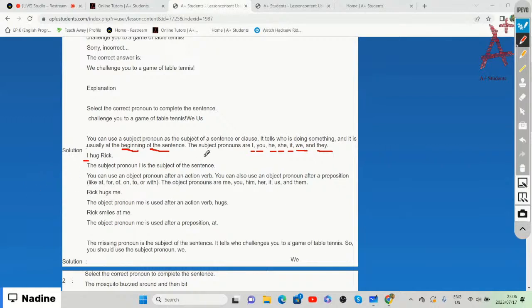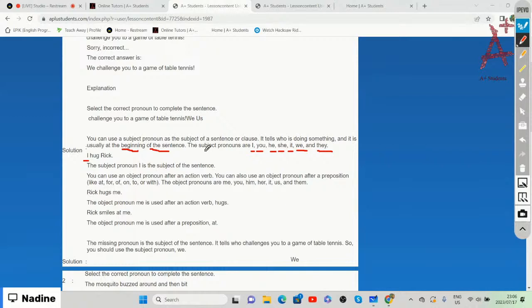Then, so that is the subject pronoun, right? And we said the subject pronoun tells us who is doing something, and we usually find it at the beginning of a sentence, right? And we will find the subject pronouns being I, you, he, she, it, we, and they. So it will be the subject followed by the action, right? So the subject followed by the action. That is within a sentence.